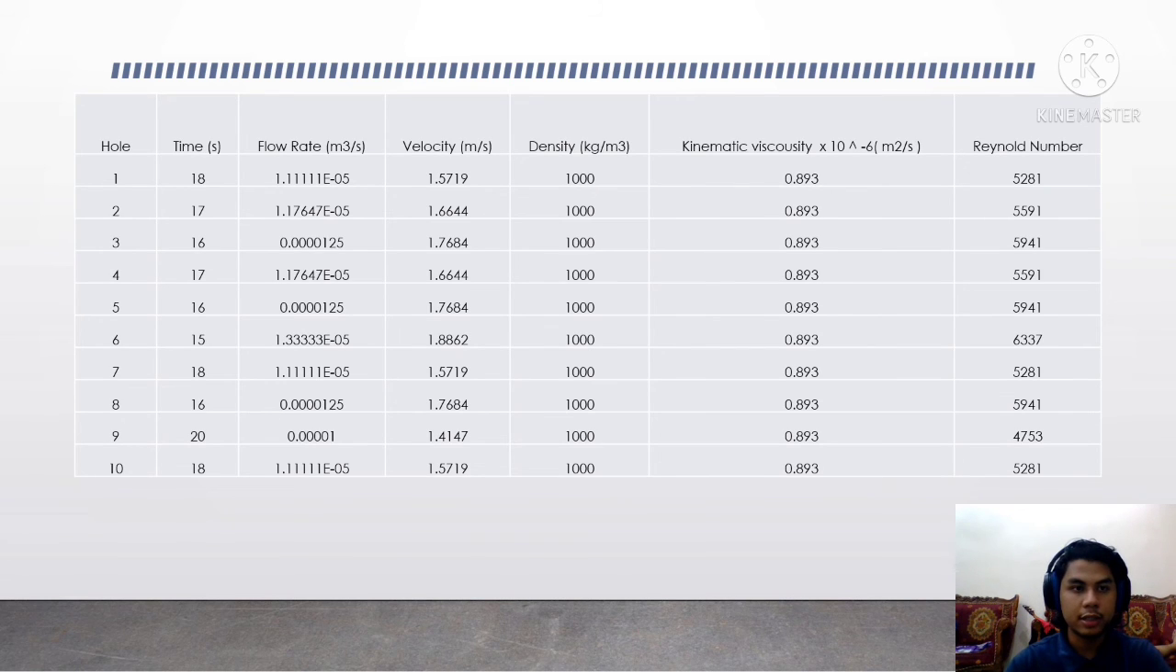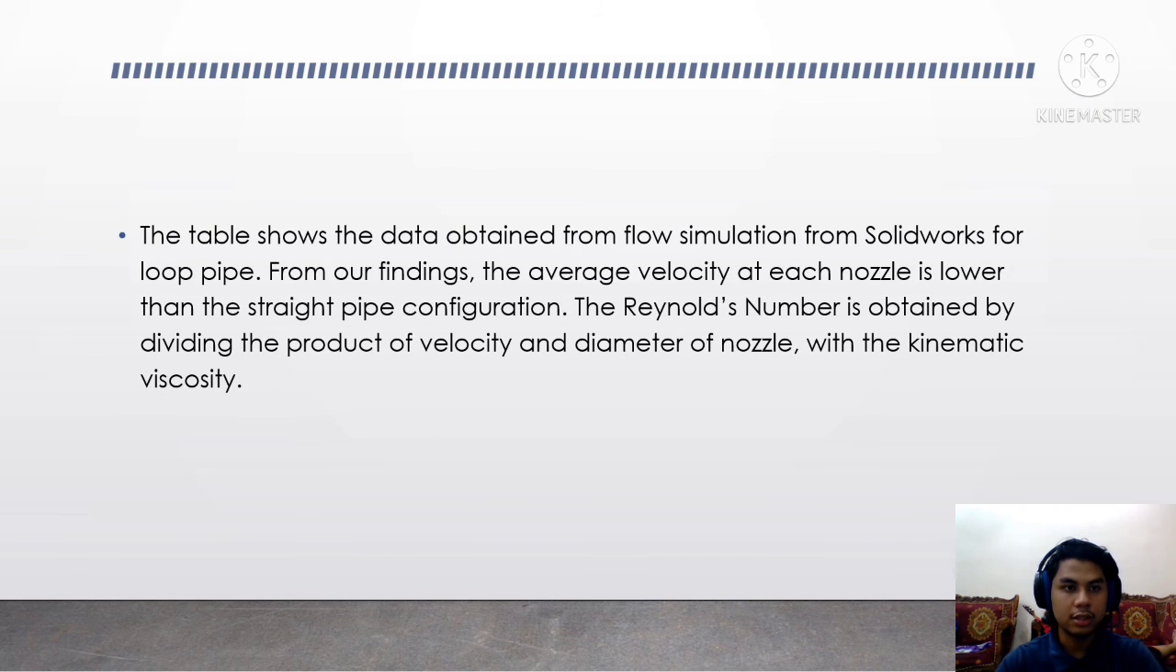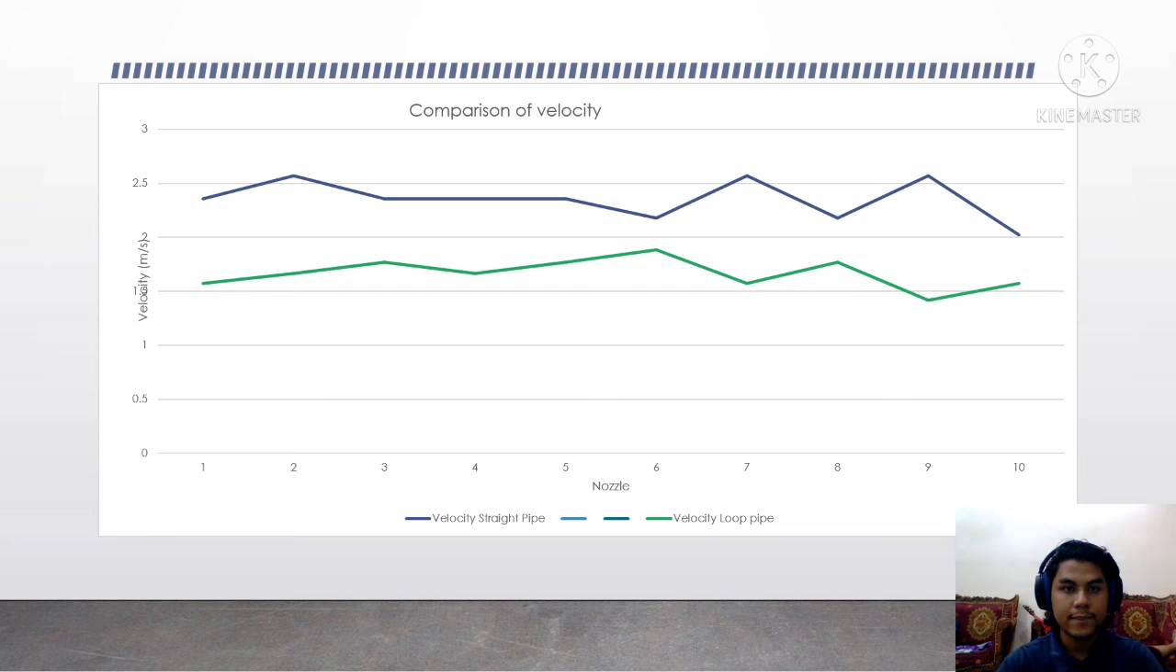Next is our another result table, which shows the data obtained from the flow simulation from SolidWorks for the loop pipe. From our findings, the average velocity at each nozzle is lower than the straight pipe configuration. The Reynolds number is obtained by dividing the product of velocity and diameter of nozzle with the kinematic viscosity. This is the comparison of velocity and nozzle.